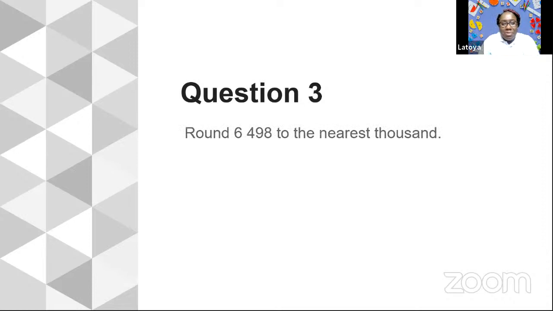Question number 3. Round 6,498 to the nearest thousand. What do we do when we are rounding numbers off to the nearest thousand? Good. This is our thousands number here. And if I want to round off to the nearest thousand, I have to look at my hundreds digit to see if it is less than 5 or 5 and greater.